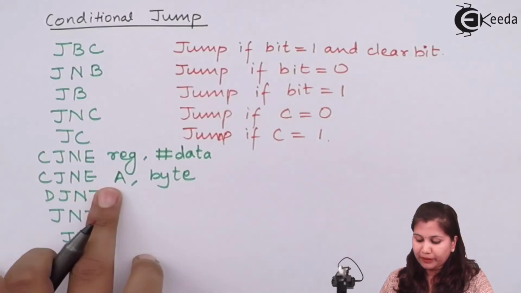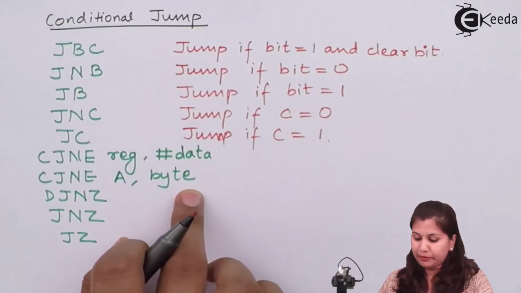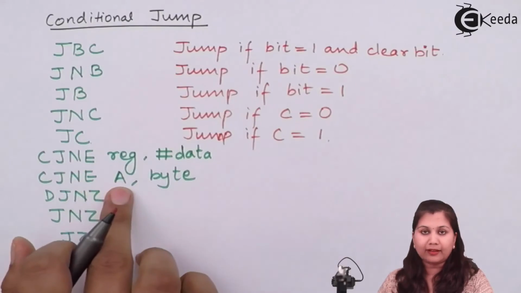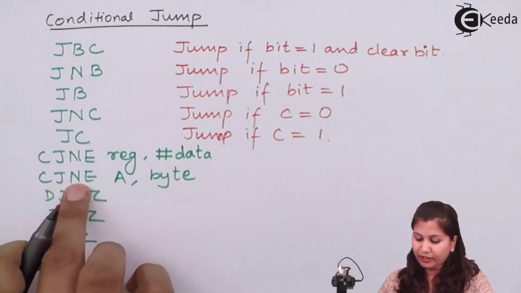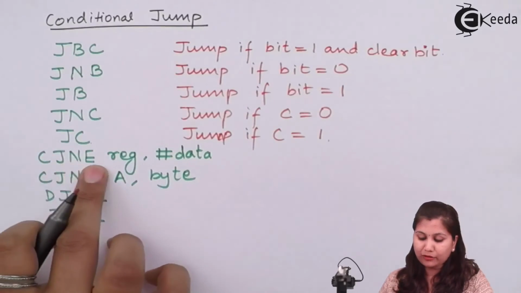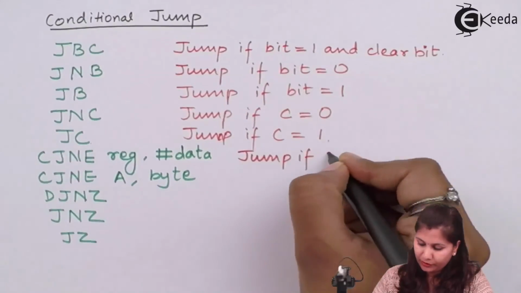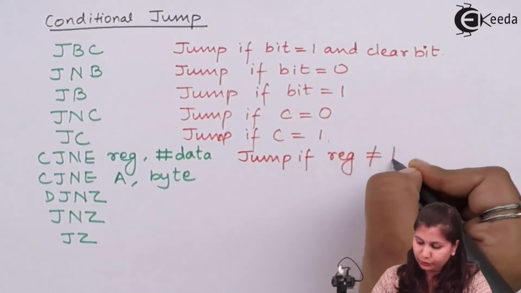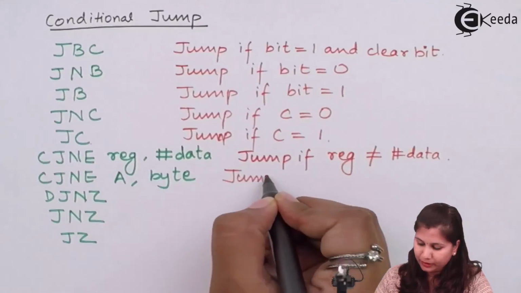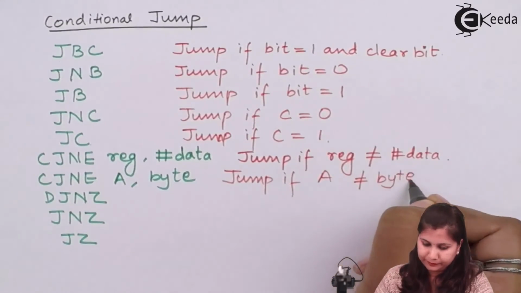Here it is going to compare the contents of the accumulator and this byte. The byte, 8 bits, 1 byte, is also given in the instruction itself. So this byte and accumulator contents are compared, and if they are not equal, then it is going to jump. So CJNE is compare and jump if not equal. So jump if register is not equal to the immediate data. Here it is going to jump if accumulator is not equal to the byte.